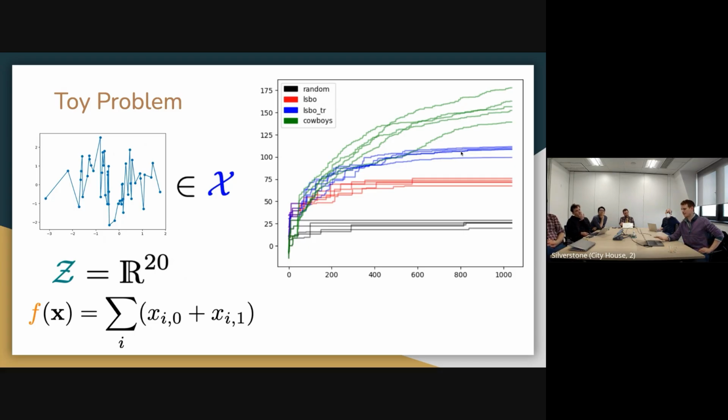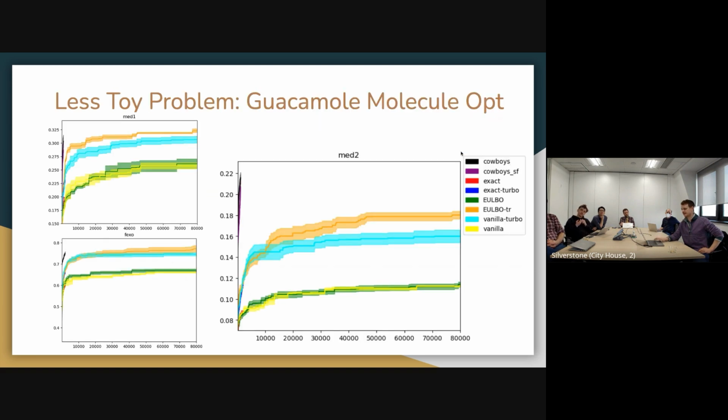I can talk more about this afterwards, but I think the more exciting stuff are these slightly less toy problems. There's this GuacaMol benchmark suite of molecular optimization problems. This is a slightly contrived plot. I'm not comparing in this plot against the algorithms people actually use, which are more complicated ones, but I'm comparing to the standard latent space Bayesian optimization. I just wanted to get a feel for what's going on here.